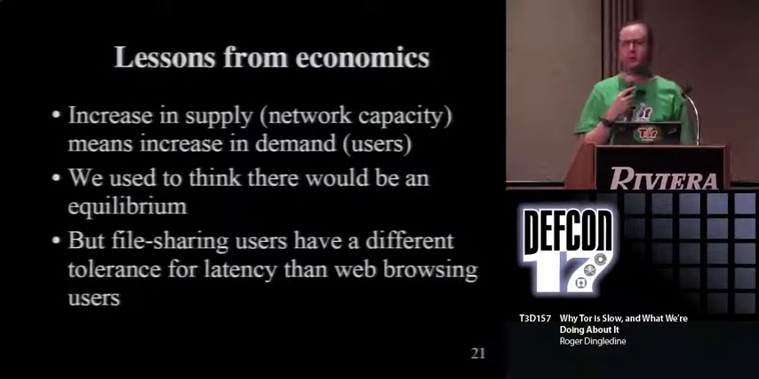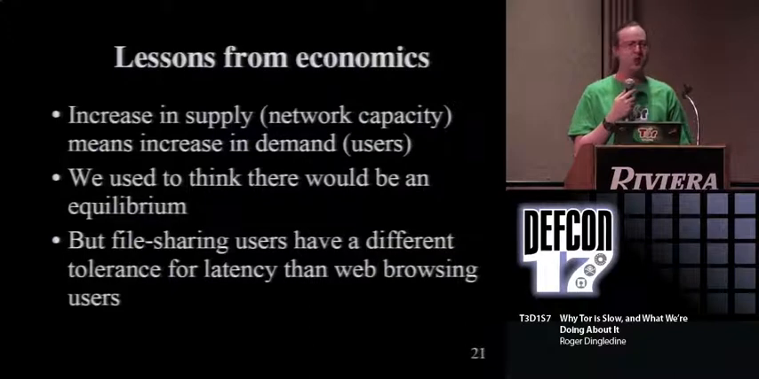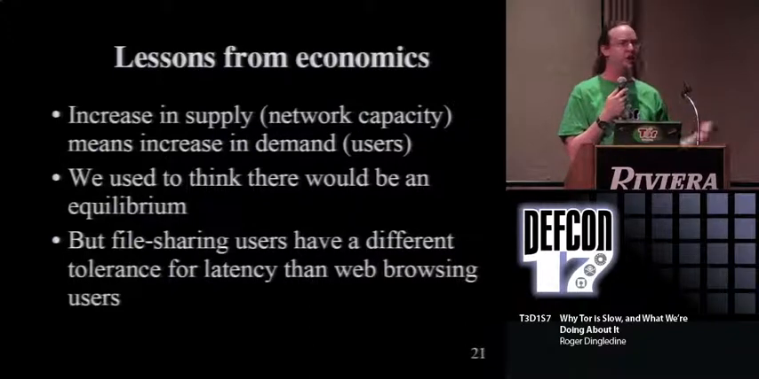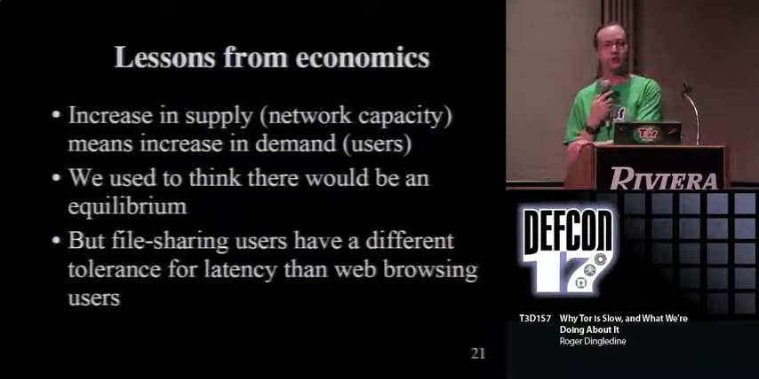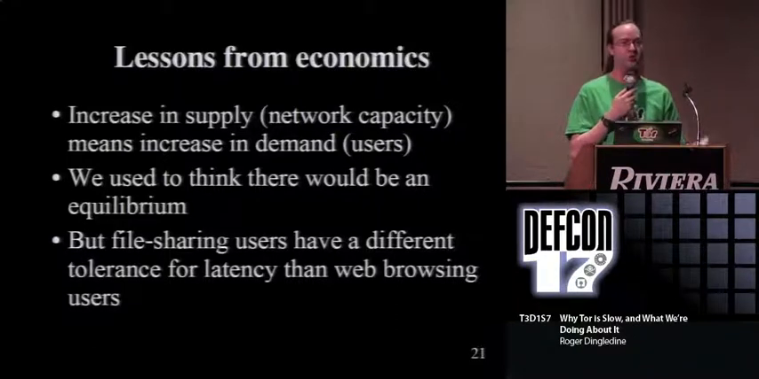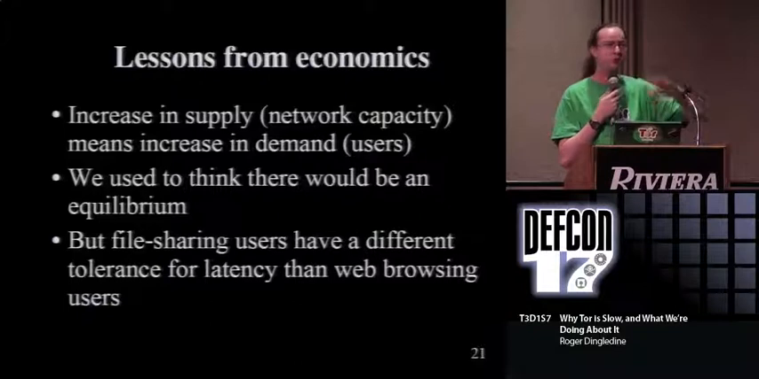So there are some other lessons we should learn here from economics. If you increase supply, network capacity, then users will show up to take it. And that seems pretty reasonable. We used to think that there was going to be an equilibrium. We would say, okay, imagine the Tor network has the following capacity. Once we get slashdotted, then a whole lot more users are going to show up, and performance is going to get worse. But then a lot of those users are going to say, man, this sucks, and they're going to leave, and then performance is going to get better. And there should be some equilibrium, some number of seconds of latency that users are willing to tolerate. If there are too many users, then they'll leave, and the latency gets better. And if there aren't enough users, then more will show up, and the latency will get worse. So there should be some equilibrium.